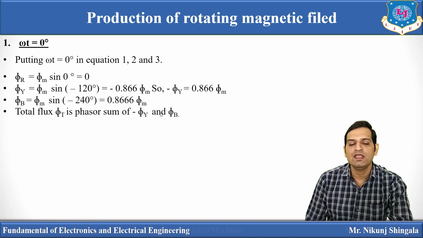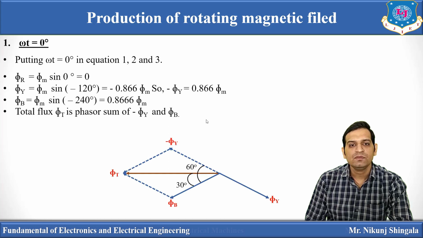So total flux phi t can be found using the phasor sum of minus phi Y and phi B. The reason behind taking the reversal of phi Y is that both now have the same magnitude, minus phi Y and phi B. So we can easily find the resultant of these two using the parallelogram method. That's why phi Y is reversed, which is represented in terms of minus phi Y.